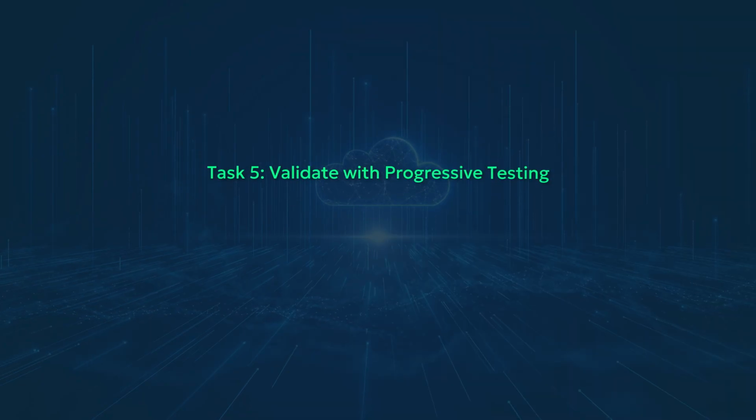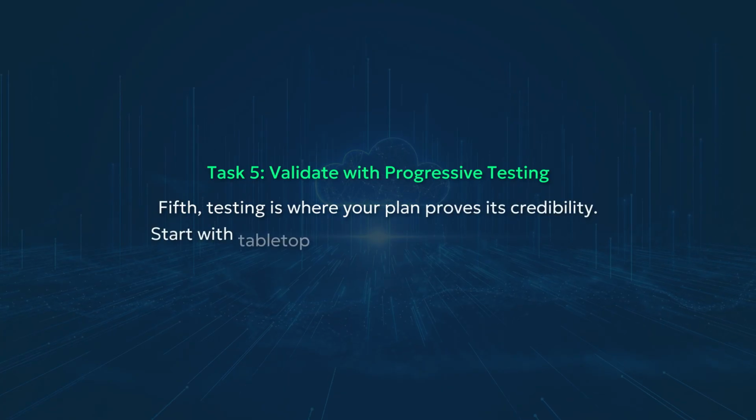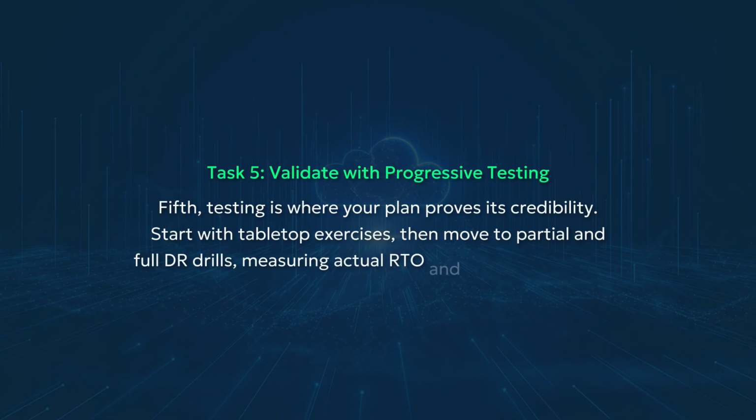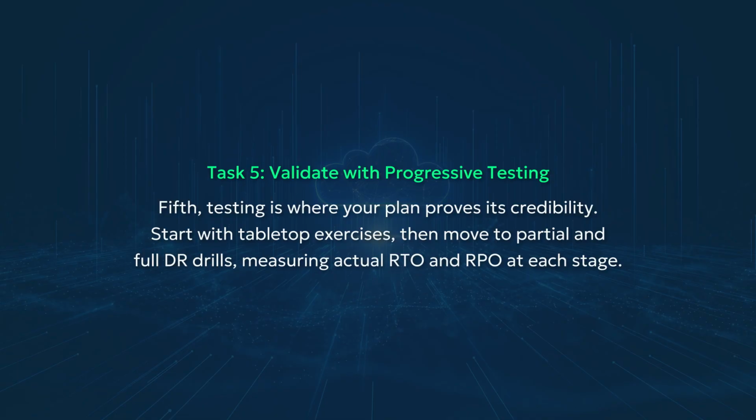Validate with progressive testing. Fifth, testing is where your plan earns credibility. Start with tabletop exercises before moving on to partial drills and eventually conducting full DR drills. Don't forget to measure actual RTO and RPO at every level.